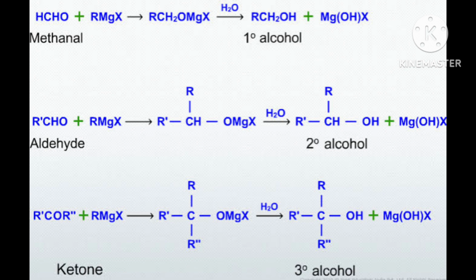But what is the IUPAC name? At carbon number 2, OH is attached, and a methyl group is also attached. Hence you can say 2-methylpropan-2-ol, because only at carbon number 2 are the OH and the methyl group attached.